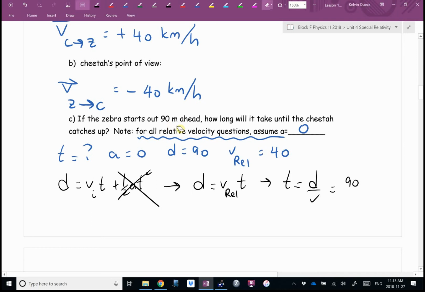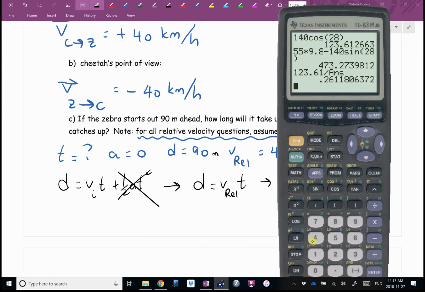90 what? Oh, got a small problem. Next to the 90 where we listed our data, let's put an M for meters. What are the units next to this 40? We don't do physics with kilometers per hour. We need to do a conversion. How do I go from kilometers per hour to meters per second? It was something to do with the 3.6. Does it divide by 3.6?